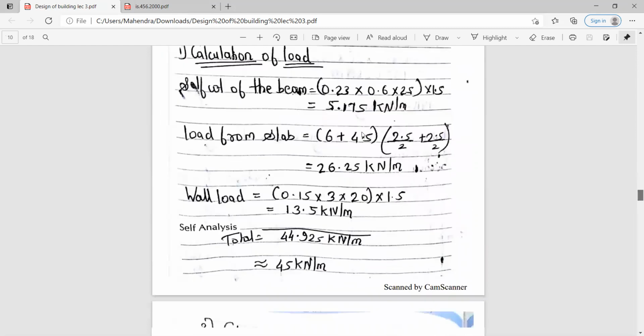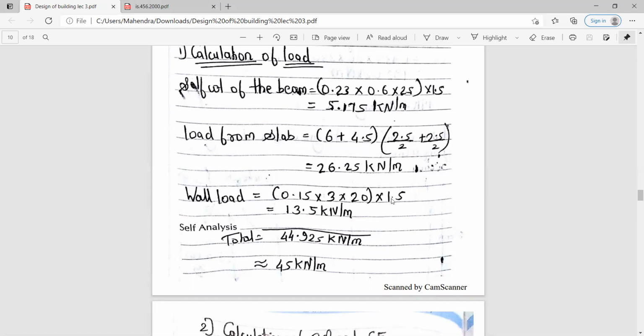तो टोटल डेड लोड एंड लाइव लोड कितना मिला था? 6 प्लस 4.5 और इस स्पैन का, that is 2.5 by 2 प्लस 2.5 by 2. सो टोटल लोड फ्रॉम द स्लैब आपको मिलता है 26.25 किलो न्यूटन पर मीटर. एंड द वॉल लोड, अभी वॉल की थिकनेस हमने कितनी ली है? दैट इज 0.15 इंटू 3 इंटू 20 इंटू 1.5.